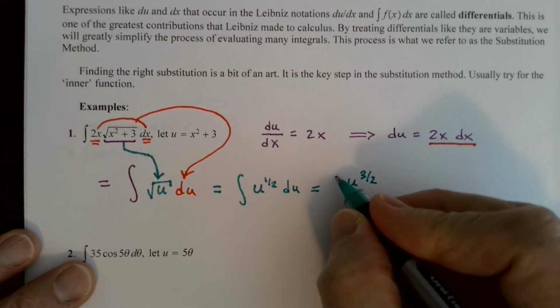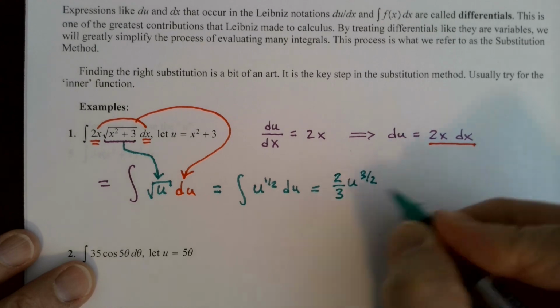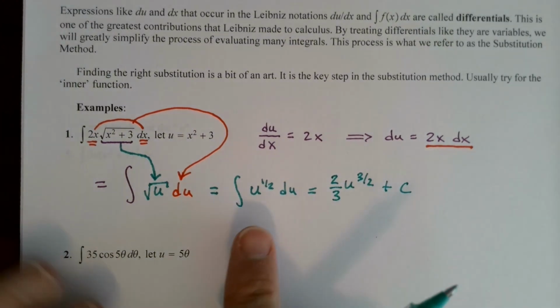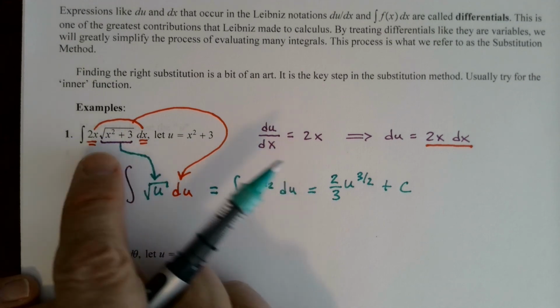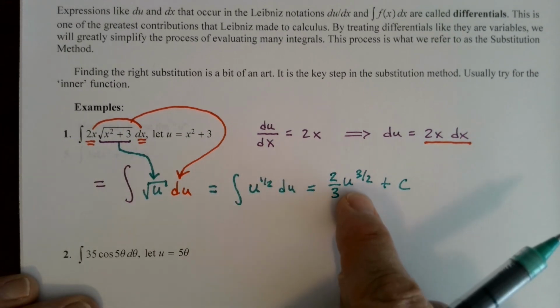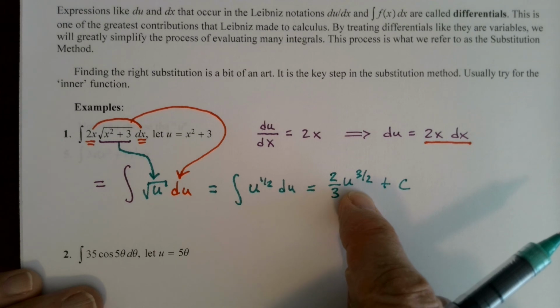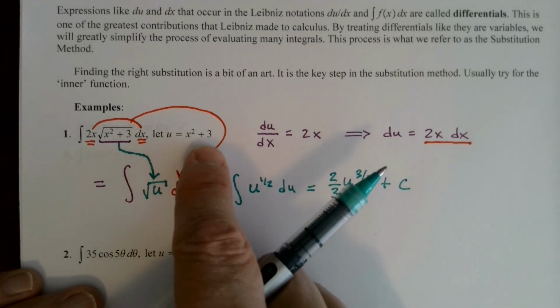Divided by 3/2 is the same as multiplying by 2/3, plus a constant. So there's the antiderivative of this, but remember we want the antiderivative of this function in terms of x. How do I get that? Well, I just replace u now. You go back to the original variable and replace u with x squared plus 3.